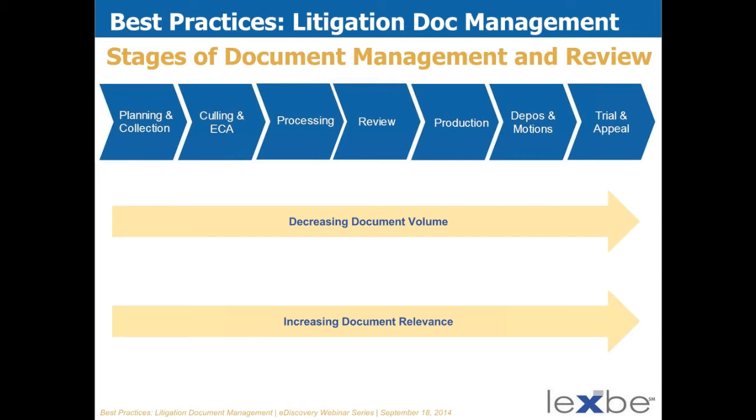As we move from planning and collection through to trial, the overall goal is to decrease the volume of documents that need to be actively managed while increasing the understood relevance to the case of the remaining documents. While this process is probably not going to be completely linear, for example, you might need to apply various levels of processing to receive production, review those documents, etc. This is the general flow of documents and data through the litigation lifecycle.